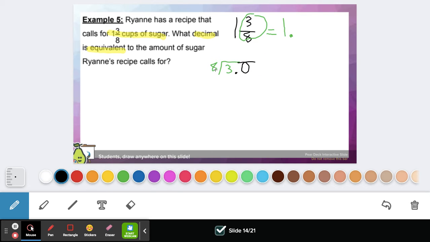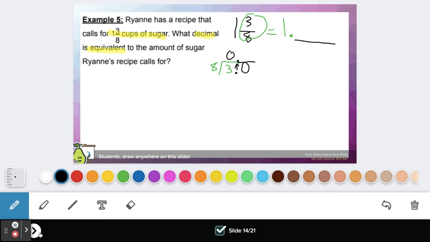Okay, so I know that 8 can't go into 3, so that has to be 0. You need to bring up that decimal. So you need to figure out how many times 8 can go into 30, okay? And then whatever digit you get here, you need to write it right here. So you guys are going to figure this one out, okay?